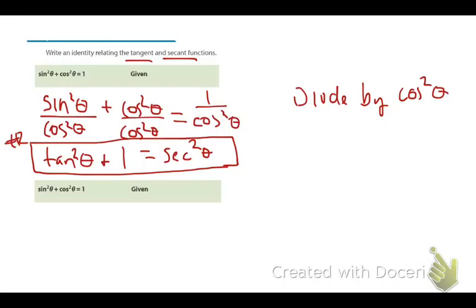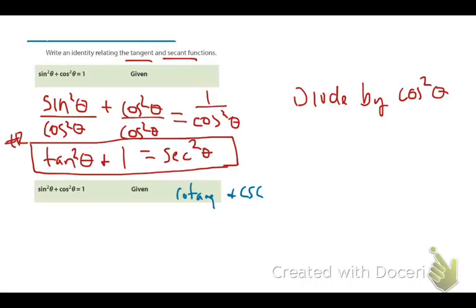And our last one, what are we missing? We've done sine, cosine, tangent, and secant. What do we need now? We need cotangent and cosecant. So we're going to start all over again with sine squared theta plus cosine squared theta equal to 1. And this time we need to bring in cotangent and cosecant. Let's start with cotangent. What's another way to write cotangent? Cosine over sine.